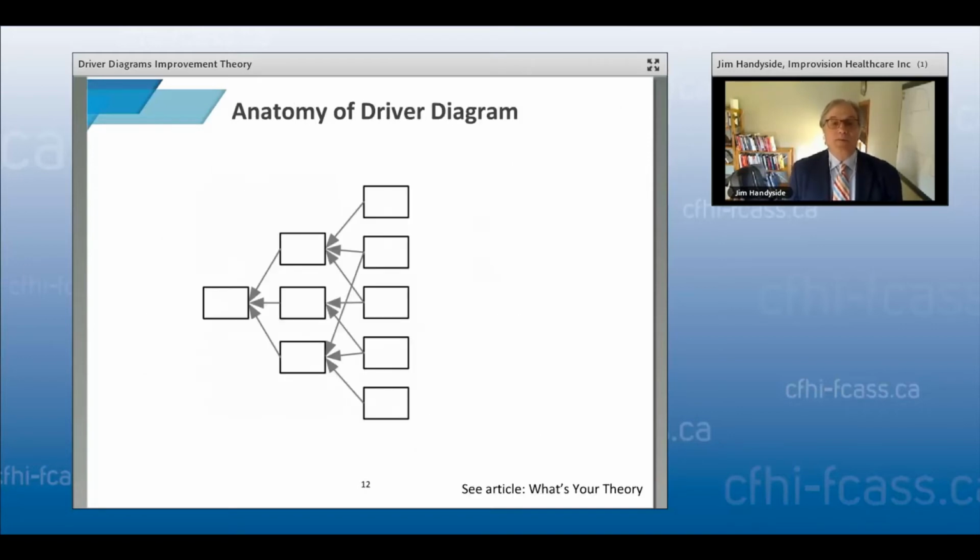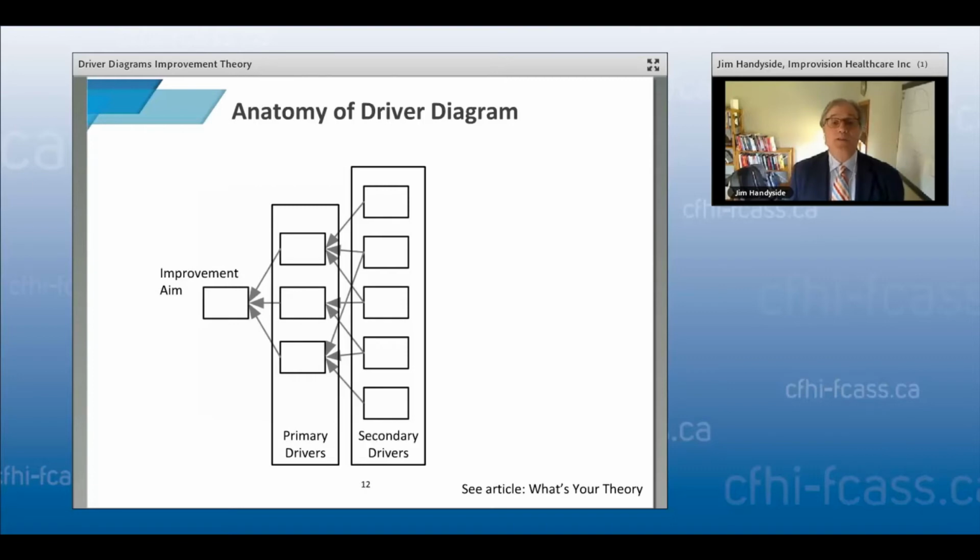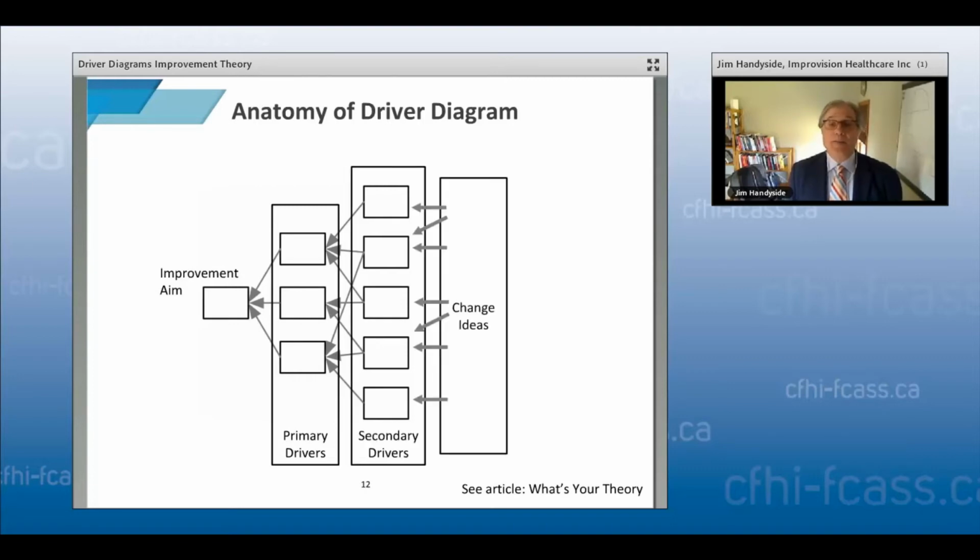So let's look at a driver diagram. I've already used a couple of terms, but the improvement aim would be at the head of the diagram. You have primary drivers, which is somewhat arbitrary depending on what aim you have, and secondary drivers. And then change ideas are put off to the right, and the direction of cause or influence is from right to left.